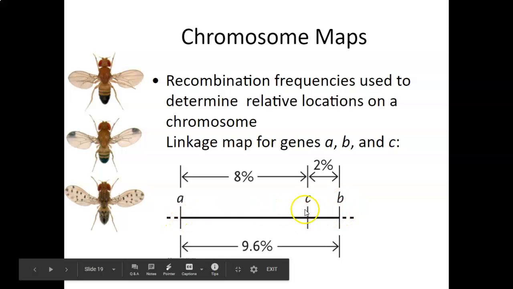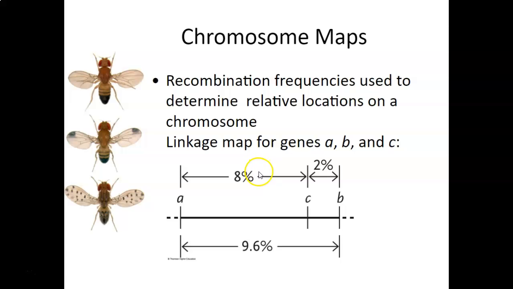Okay, and so you can see that they're the furthest away. They have the highest rate of recombination. And then A and C have 8% recombination frequency, so they are 8 map units away from each other. Okay, so still kind of far, still relatively high. But then C and B only have a 2% recombination frequency, so it's unlikely that these guys go through recombination very frequently because the percentage is low and they're really close together on the chromosome.